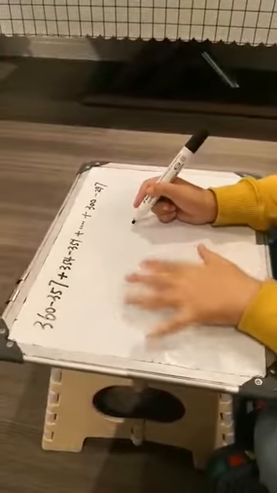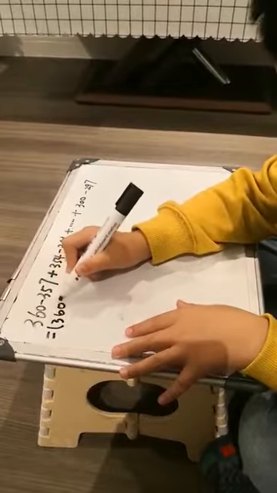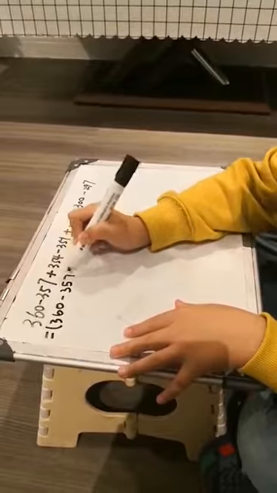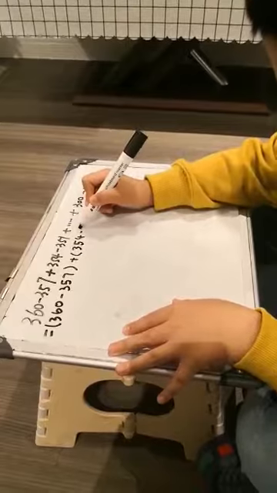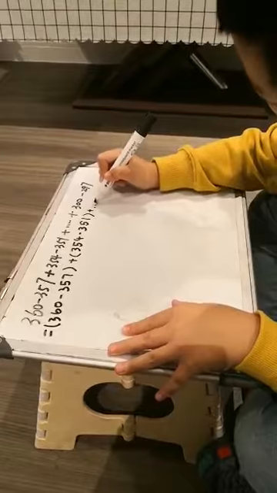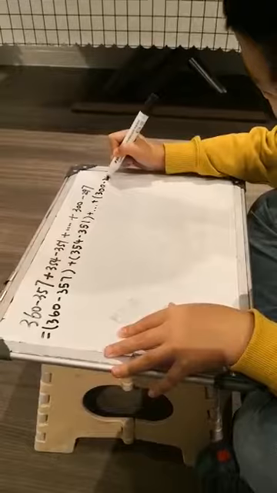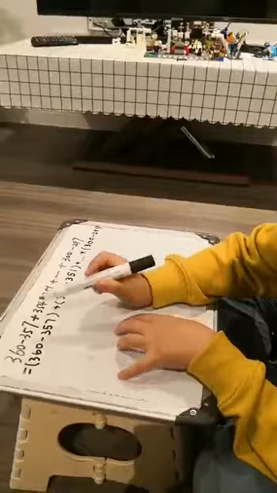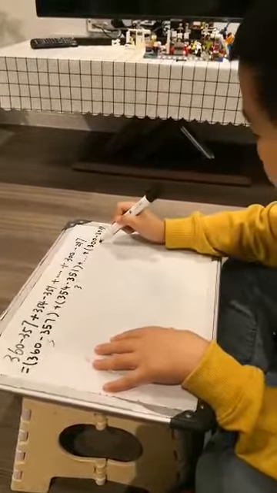So, when we look at this equation, we can see there's a pattern. If we put it into groups: 347 plus brackets, 354 minus 351 plus ellipsis plus 300 minus 297. So these are the groups, and we can also see the result of each group is always 3.